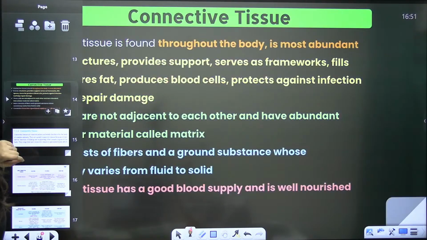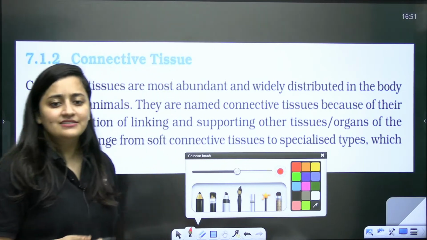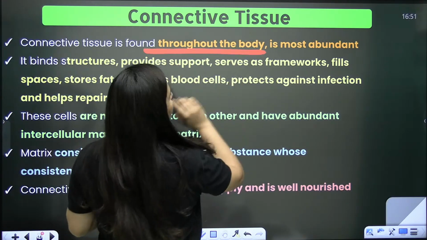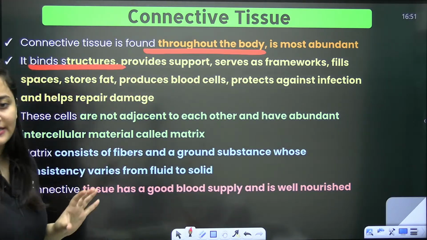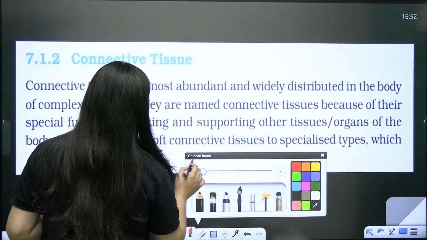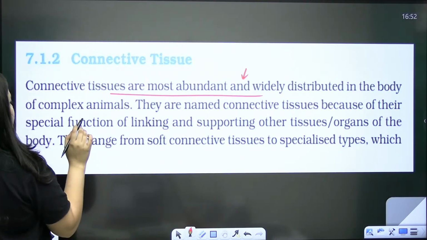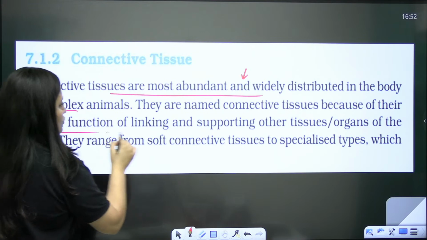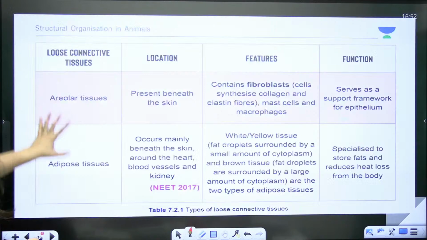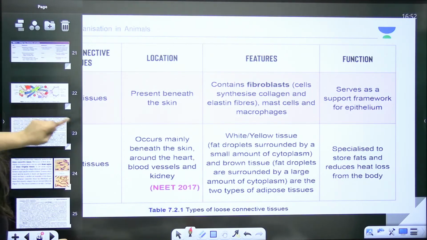Now let's revise it once from the NCERT. Connective tissue is found throughout the body, and it is the most abundant and widely distributed tissue. Their special function is linking and supporting other tissues and organs. We have so many examples there when we talk about the connective tissue.